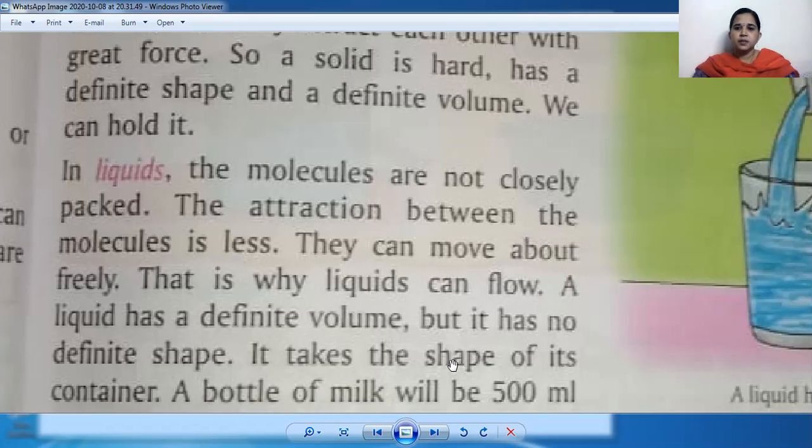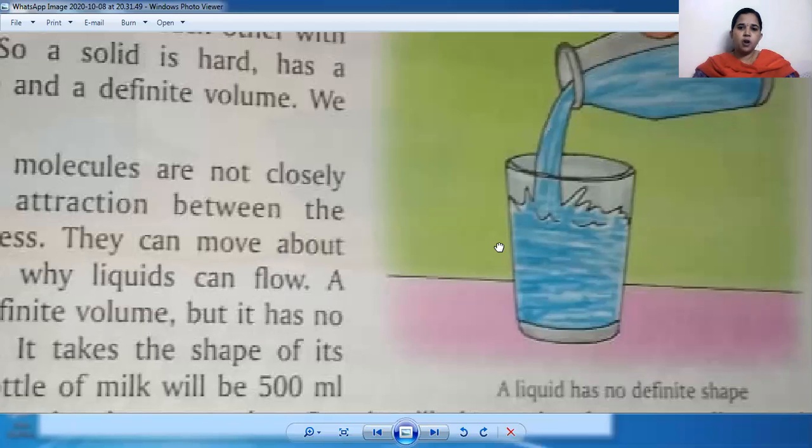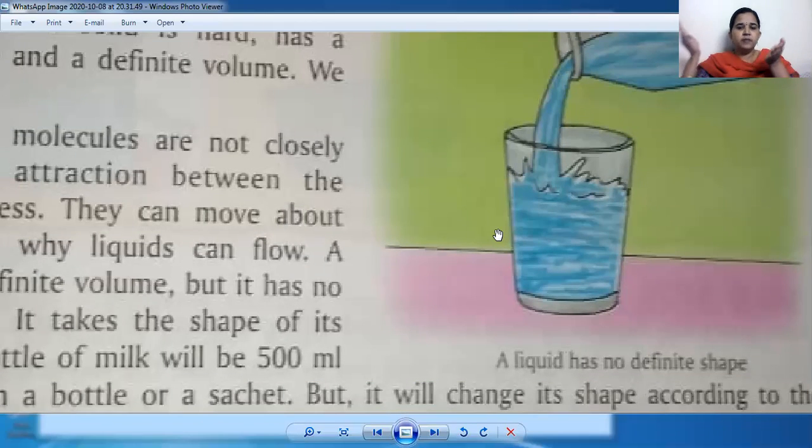See, liquids have volume, which means when we measure it, it has some weight, but it doesn't have a definite shape. For example, a liquid has no definite shape. It takes the shape of the container. So when you pour water on the ground, will it stay there like that? No, it keeps on moving. So liquids don't have any definite shape.